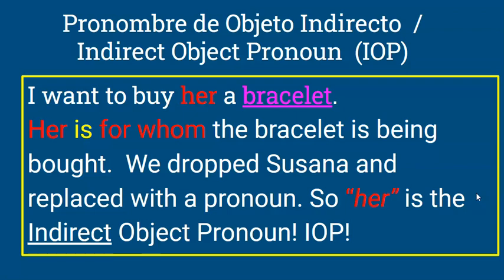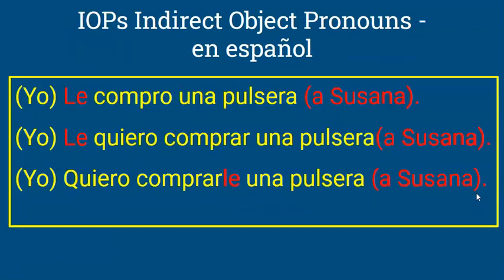And then it looks like this. We know that we're talking about Susana already. We don't have to keep repeating her name, but we can replace her name with her, the pronoun her. And that's still the for whom the bracelet is being bought. So her is now the indirect object pronoun.